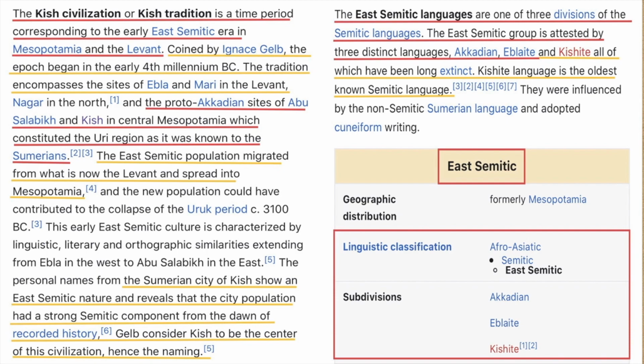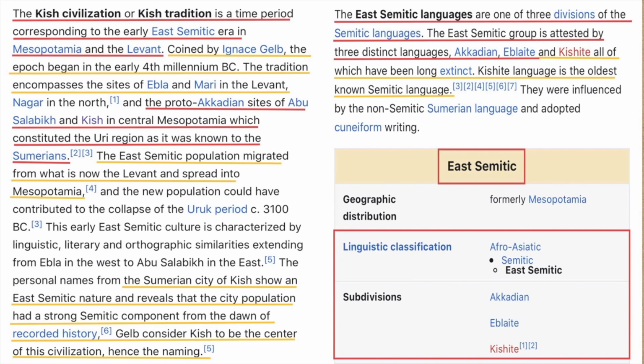Very interesting. The Proto-Akkadian sites of Abu Salabikh and Kish in central Mesopotamia, which constitutes the Uri region, as it was known to the Sumerians. The East Akkadian population migrated from what is now the Levant and spread into Mesopotamia, which is what we've been saying this whole time, that Eastern Semitic people migrated from the Levant into Mesopotamia.